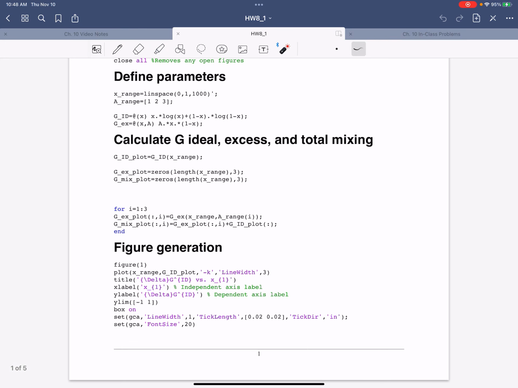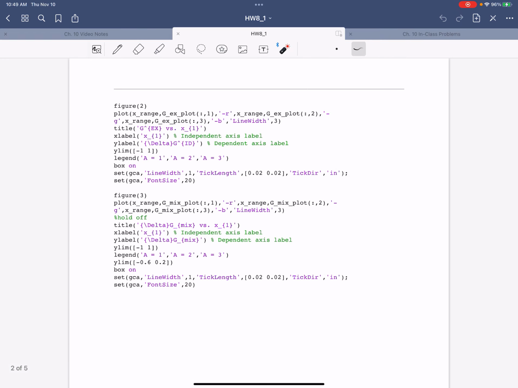And so then we just run a for loop here where we just plug in for the different A values. And then once we have the excess molar Gibbs energy, we just add on to it the ideal delta G of mixing. Okay? And the rest here is just going to be figure generation. All right, and so we split this problem into 3 different plots.